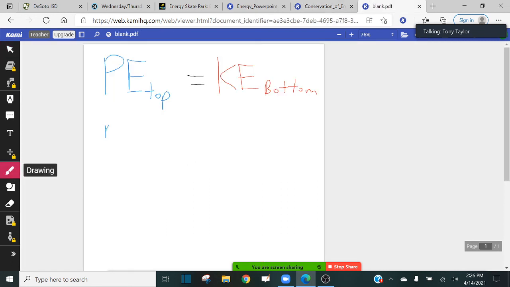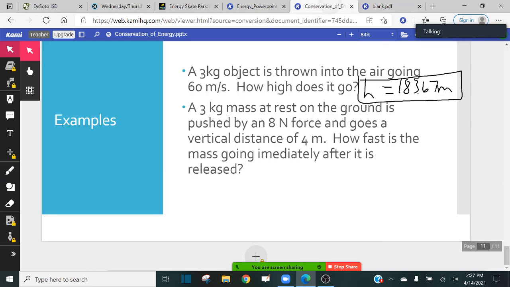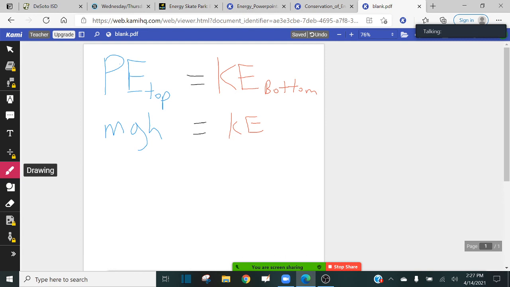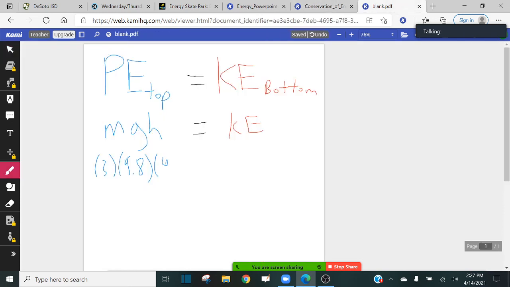So mgh. I'm going to use this equation here to figure out how much kinetic energy it had. So mgh is equal to KE. We know the mass was 3 kilograms. Little g is always 9.8. And it tells us that it went a total of 4 meters. So that was its vertical distance. That was the height that it went.